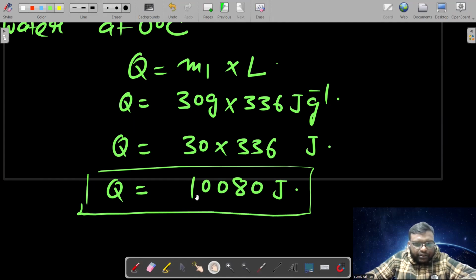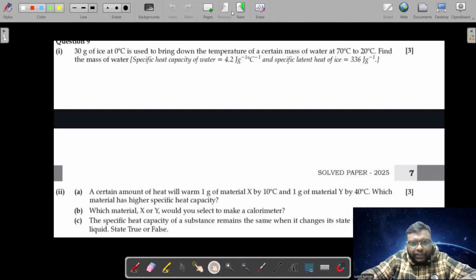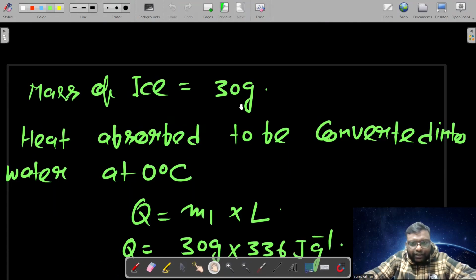Next, in the problem, if you read, it is given that 30 gram of ice at 0 degrees Celsius is used to bring down the temperature of a certain mass of water at 70 degrees Celsius to 20 degrees Celsius. Now, students, you have water at 0 degrees Celsius. It will absorb heat to convert into 20 degrees Celsius.